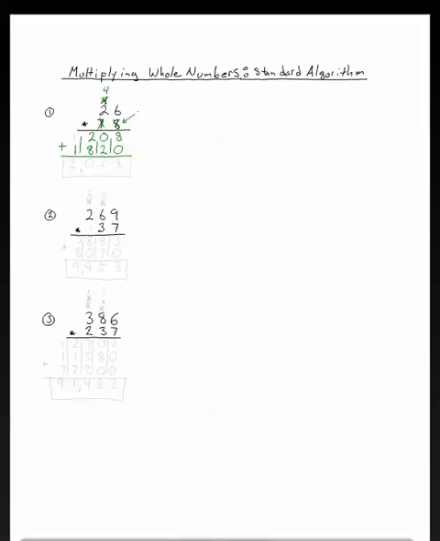8 plus 0 is 8. 0 plus 2 is 2. 2 plus 8 is 10, so we keep our 0 and carry our 1. And 1 plus 1 is 2. So our final answer is 2028.